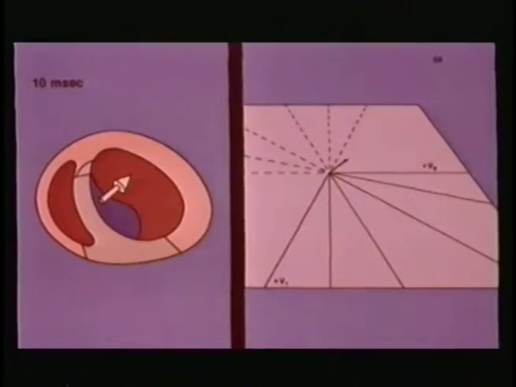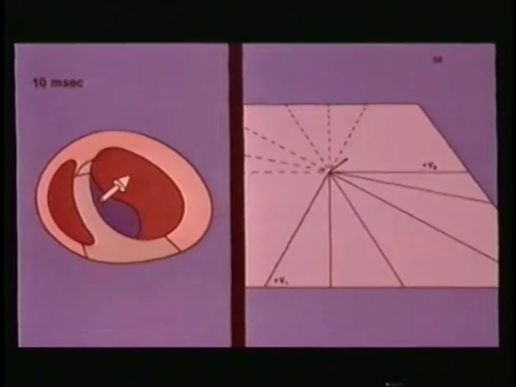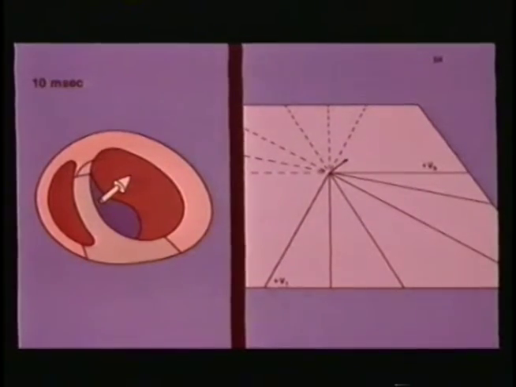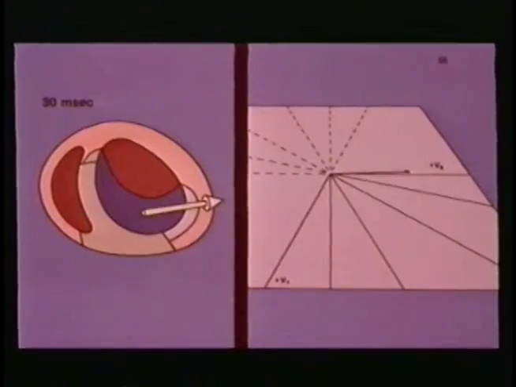54. The 10 millisecond resultant vector and its projection in the horizontal plane show its posterior and leftward orientation after loss of opposing electrical activity. 55. The 30 millisecond septal and apical vector also reflects loss of anteriorly directed forces and is projected posteriorly in the horizontal plane.